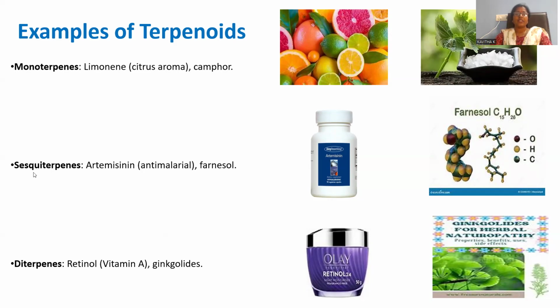Right. And next is sesquiterpene. Sesquiterpene example, artemisinin. Artemisinin has the property of being anti-malarial. This is a mosquito-bite-related disease with a fever tendency. Malaria fever can be effectively cured by means of this sesquiterpene called artemisinin, right?